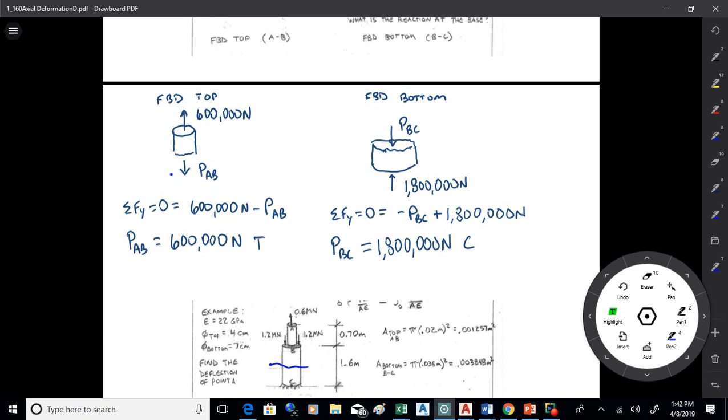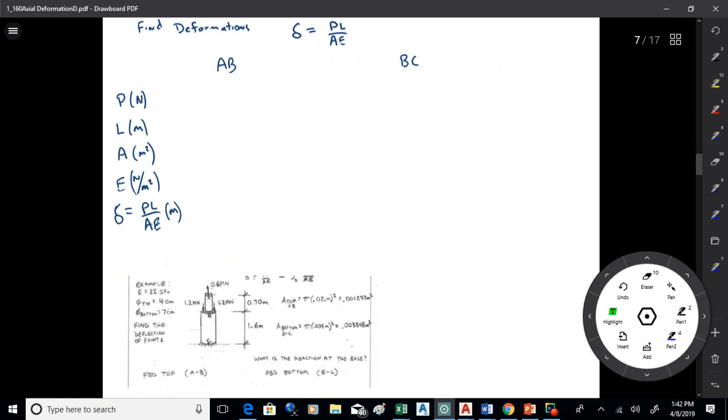Once you've got that, it's just a matter of applying this formula, but you do it in parts. You do it first from B to C, or C to B, actually, because we're starting at the floor and working our way up. I made a chart with A, B, and B, C. Then a row for P, L, A, and E, and a last row to combine everything. I just plug everything in, and what I'm getting is the deformation of each section of that post. I've got this all set up so I can find PL over AE. So it's just a matter of filling in everything, then running PL over AE.